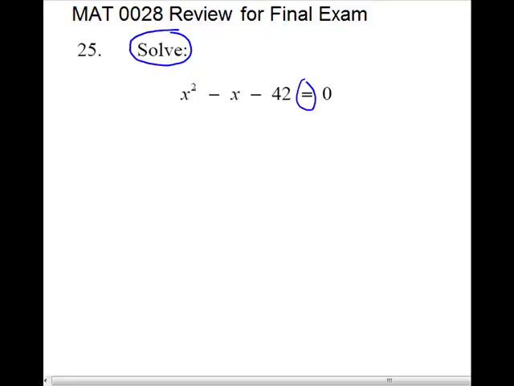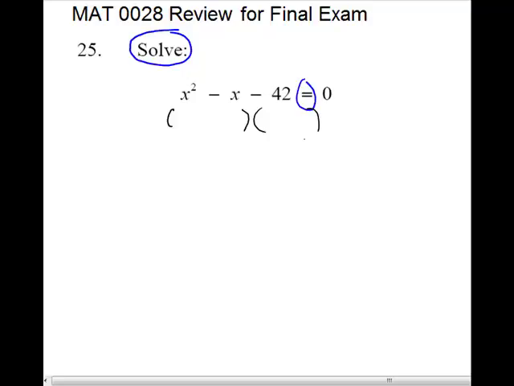Our technique that we learned for solving quadratic equations is to factor and use the zero product law. So we have to have a 0 on one side, which we have. We have to factor the other side into a product. So this is a trinomial. It's a simple trinomial because the coefficient of the first term is 1. So we can go ahead to our parentheses.